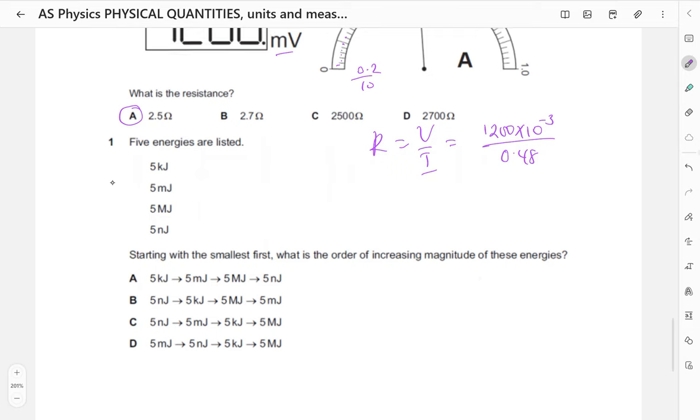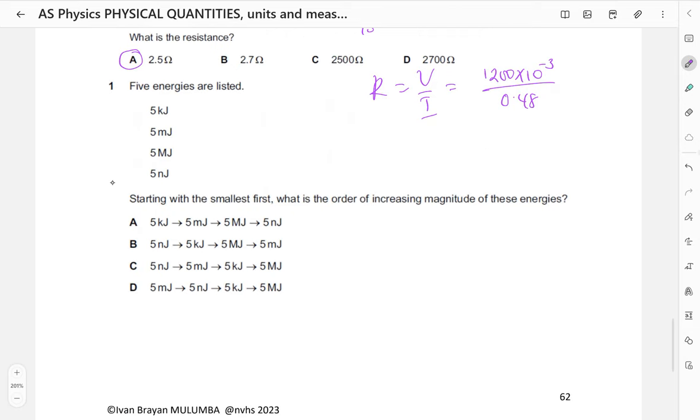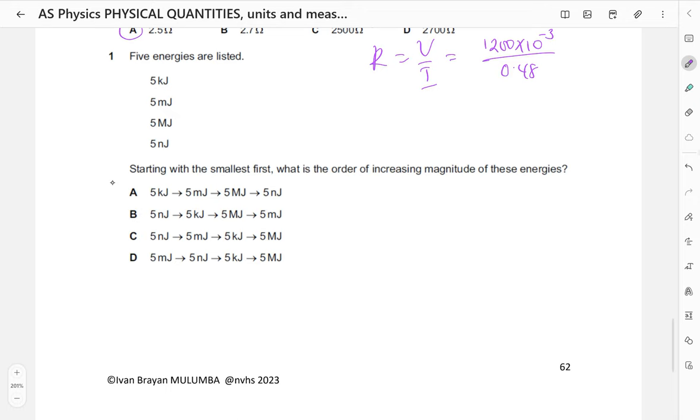Five energies are listed, starting with the smallest first. What is the order of increasing magnitude of these energies? Smallest first. So with expertise, I think the answer is going to be C. The smallest should be nano. Nano is smaller than kilo. It is smaller than mega. It is smaller than milli. So nano cannot come at the end. Nano cannot come after any of those. So this is wrong. As long as nano comes after any of those, then that is wrong.